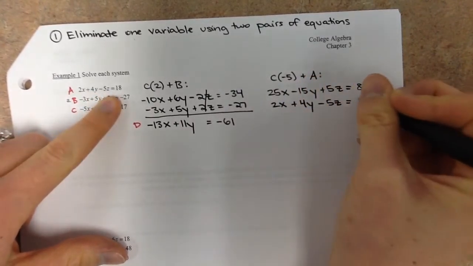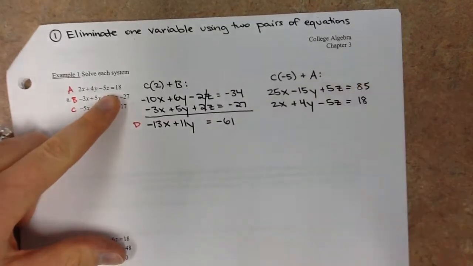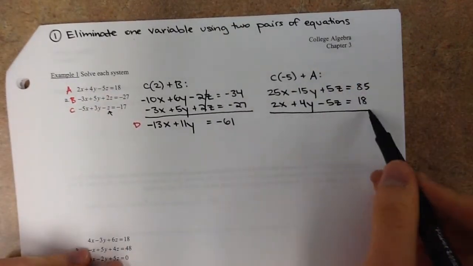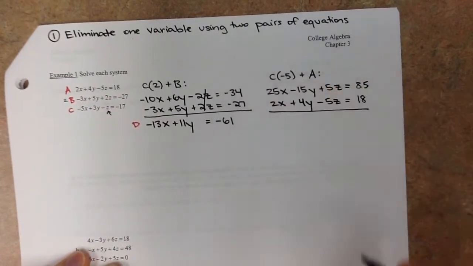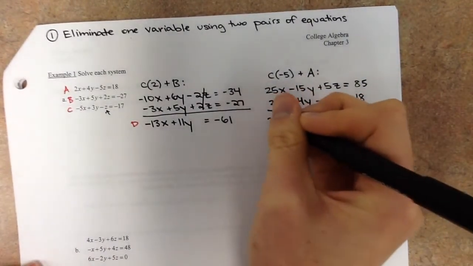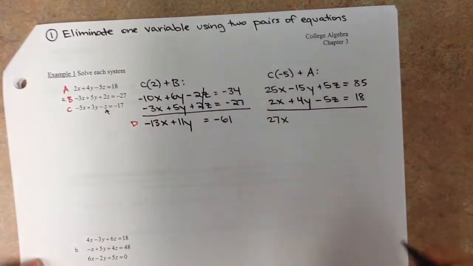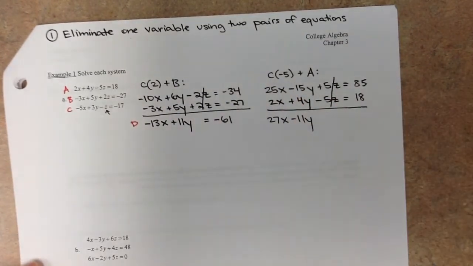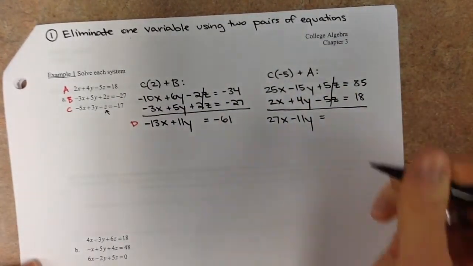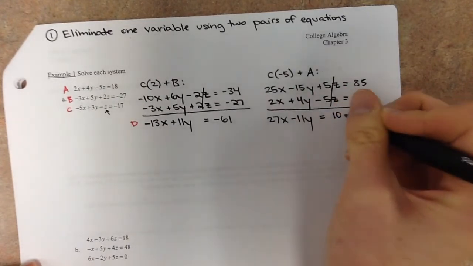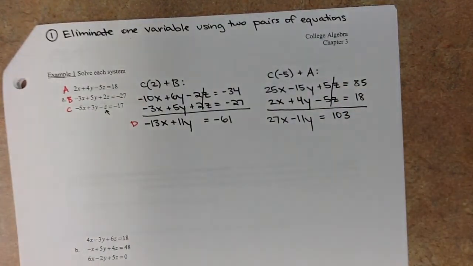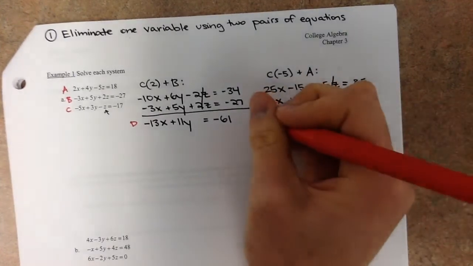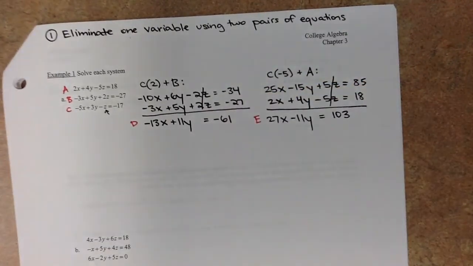So now you can see once we get to that step that we've done something right because these z's are going to cancel. So I finished the elimination method, combined my like terms, 25x and 2x gives me 27x. Negative 15y and a positive 4y gives me a negative 11y. These cancel, which they better, equals, and then over here I get a 103. Okay, so now again, we're going to come back and use this equation. So we're going to label this equation E.